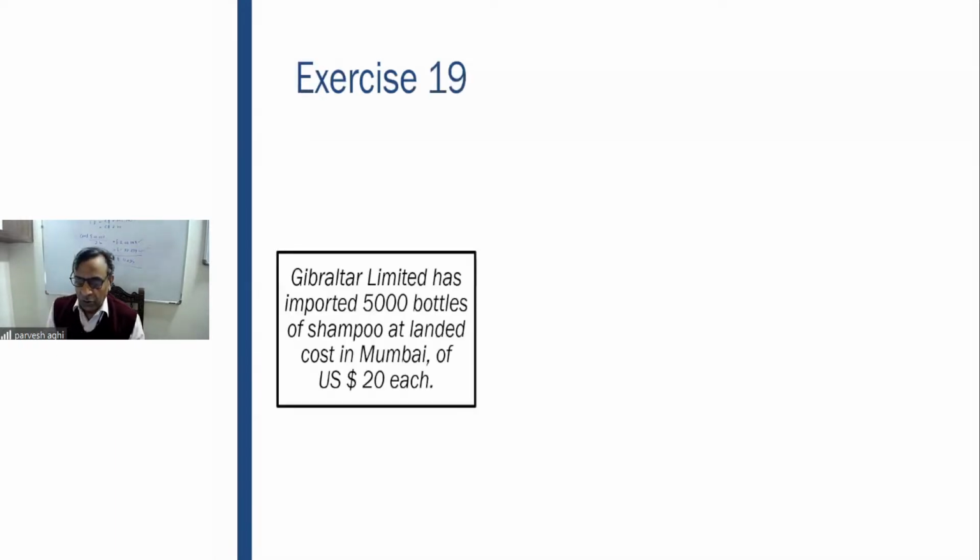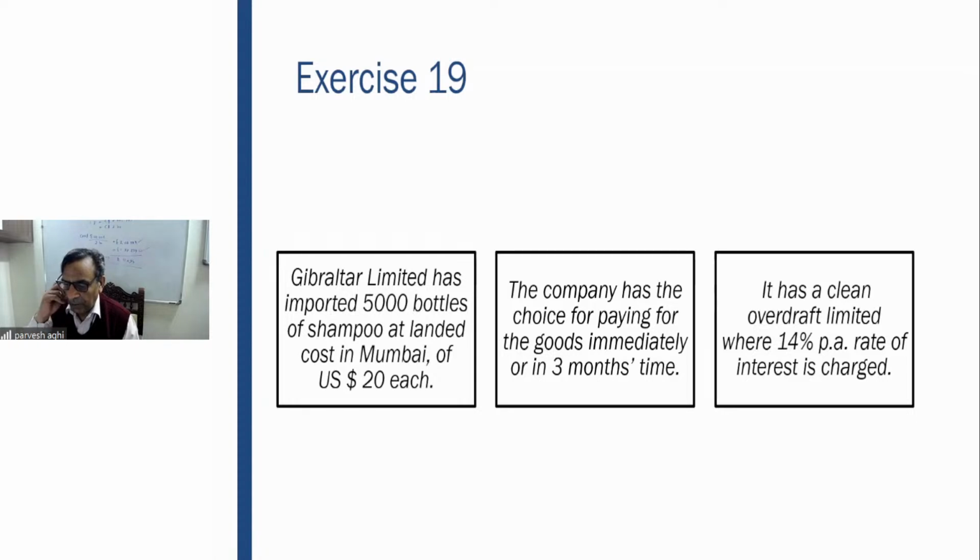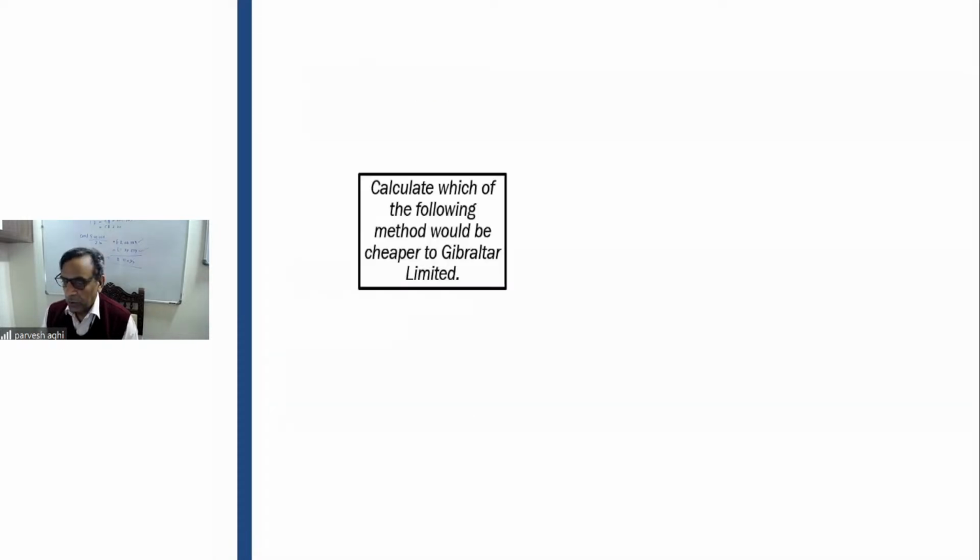Okay. So there is a company called Gibraltar that has imported 5,000 bottles. Now this is also kind of a similar question, so I'm just going to run through it very fast here. He's an importer. He is importing shampoo, and each bottle of shampoo is 20. The company has a choice, again the same kind of choice, where he has to pay immediately, or it has a clean overdraft facility where 14% per annum is charged. So calculate which of the following methods would be cheaper for Gibraltar.